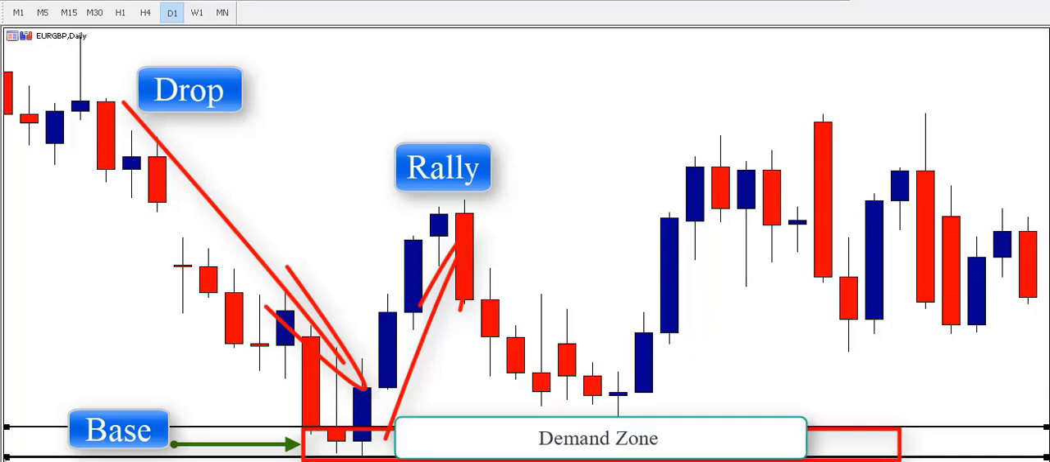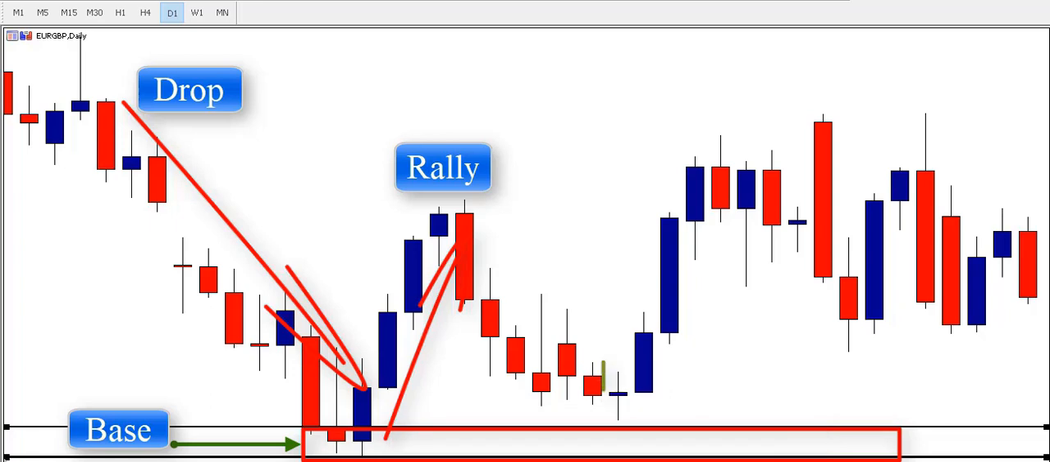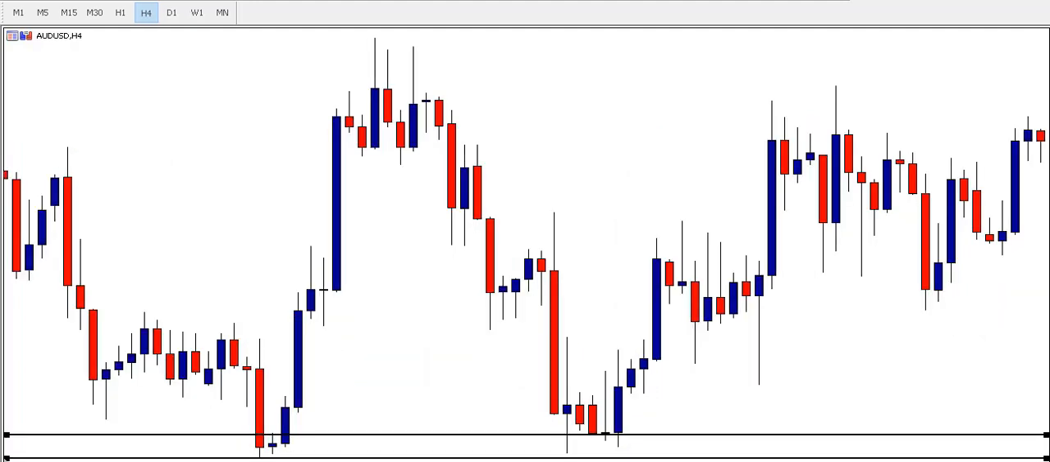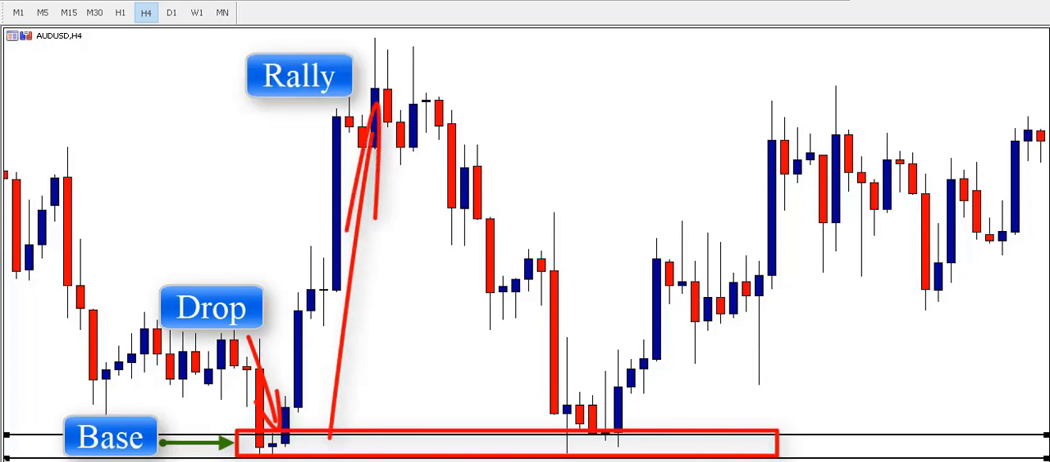So after drawing the zone, we can wait for a price action setup to form at the zone. As you can see here, we have a nice doji pattern that formed a little bit far from the zone and the market went strongly up. Look at another example. This is another example of a drop, base, rally.